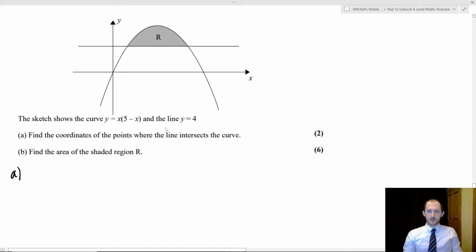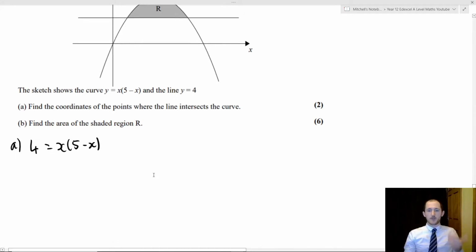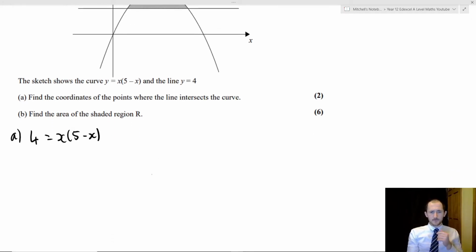Find the coordinates of the points where the line intersects the curve. Okay, so when 2 lines or curves intersect, it means that both of their expressions are true at the same time. So y equals y. So in this case, 4 is equal to all of this. So we have 4 equals x(5 minus x). Now to work this out, we're going to have to expand the bracket. So we have 4 equals 5x minus x squared.